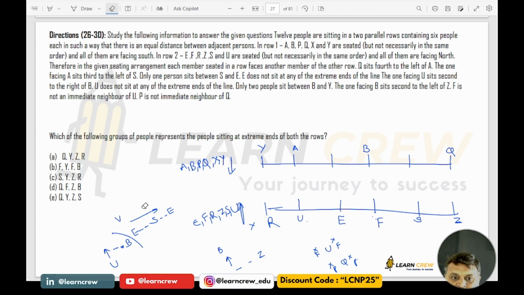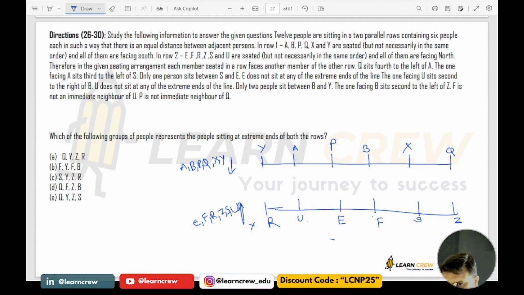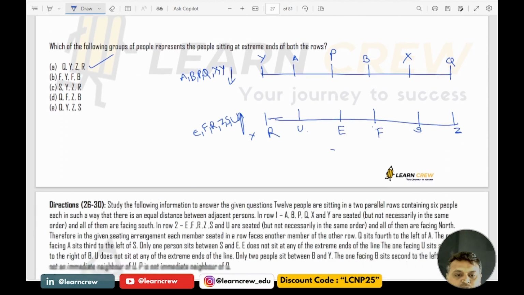Now next, what else do we have? We have to arrange the people who are facing south. Now Y, A, B, Q are over. The remaining are X and P. P is not the immediate neighbor of Q, which means we will get P here and X here. So this is the final arrangement. Which of the following groups of people represents the people sitting at the extreme ends? Q, Y, R, Z. So the answer is A.